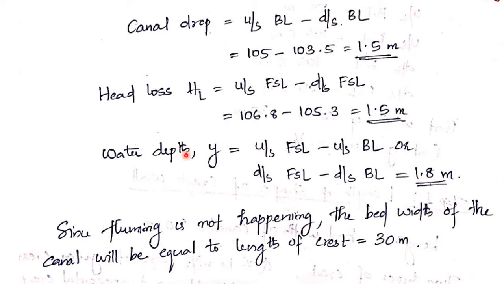Next is the water depth Y, that is equal to upstream FSL minus upstream bed level, or downstream FSL minus downstream bed level. You will obtain 1.8 meters. And here we have said the width of the channel section is not decreased to accommodate the crest wall. Hence the bed width of the canal will be equal to the length of the crest, that is 30 meters.